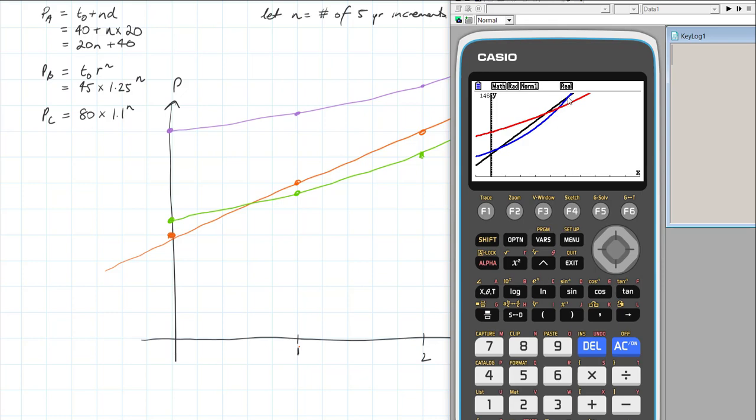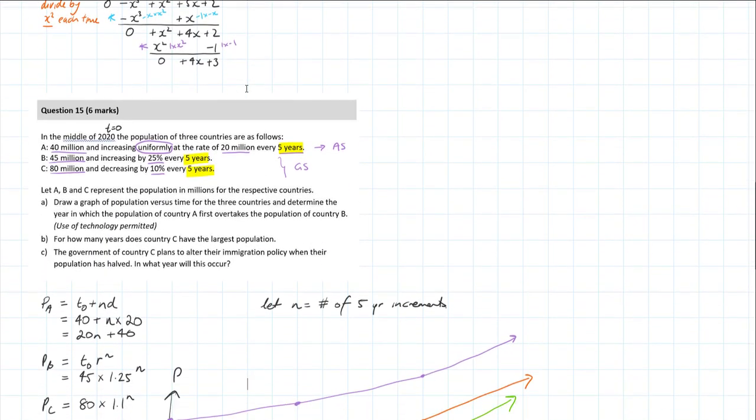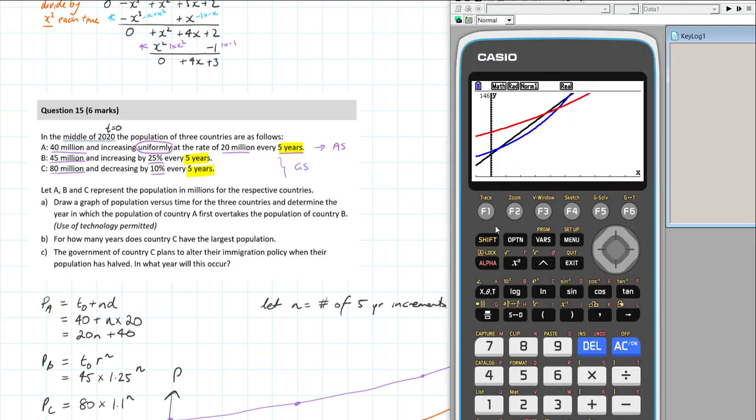Okay, so you can see that little area here is our area of interest. I could zoom in on it if I want to, but actually if I go back up to the question on here, it says draw a graph. We've done that. Use the technology permitted. Well, we've done that. But we need to determine the year in which the population of A first overtakes the population of B. So if I go back to here, that is when does the black first overtake the blue, which is about here. So I'm actually going to go Shift G solve and find intersection points.